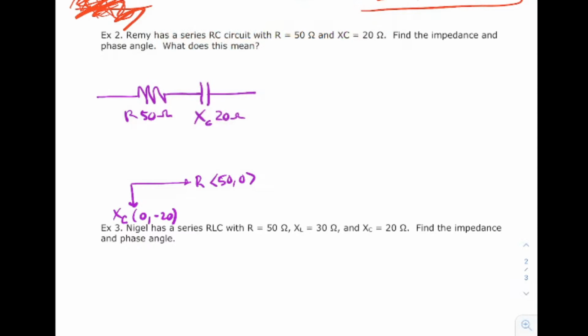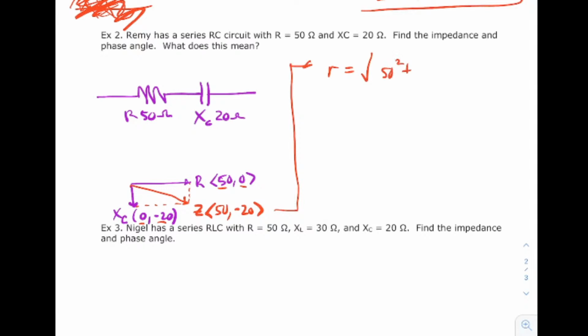When you add these two up, you can see the vector is going to have to be down here somewhere. That's going to be the impedance. It's going to have an x component of 50, adding the 50 and the 0, and a y component of negative 20, adding the 0 and negative 20. There's your impedance, a vector in rectangular form. Now to get the actual ohms, you do 50 squared plus 20 squared.